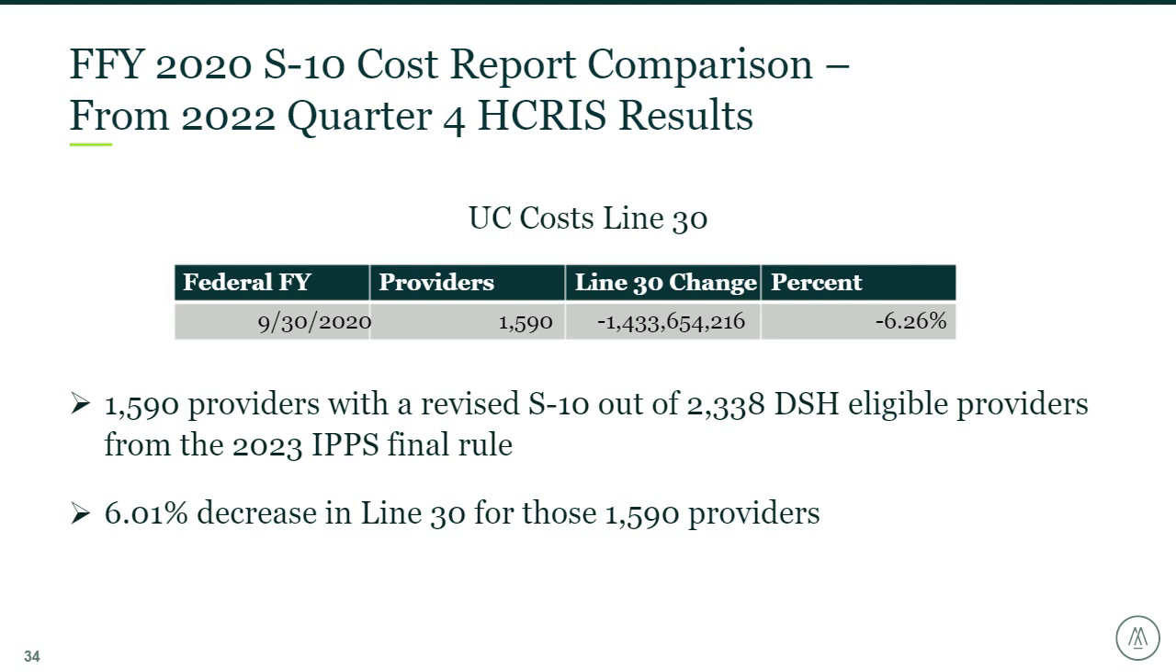The number that really jumps out here is that nationwide, providers lost $1.4 billion out of the total entire pool, which is a 6% decrease. And we're looking at 1,509 providers, which is 2/3 of the providers that were eligible for the UC payment. So on the next couple slides, we're going to dive into what Heather brought up earlier, the two big portions of the S-10 audits, which is charity and bad debt, and how the charity and bad debt changed for these providers who had a line 30 change.